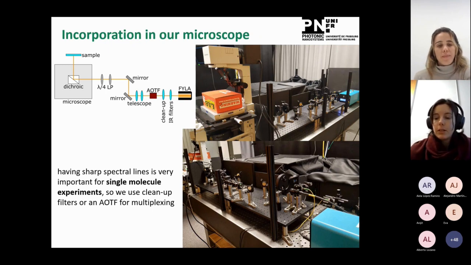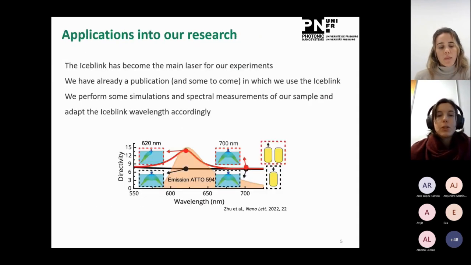And just to mention, we use the supercontinuum laser in our lab. Initially we had several lasers to do these experiments, as I was saying, to adjust the laser wavelength depending on the structure that we were looking at.